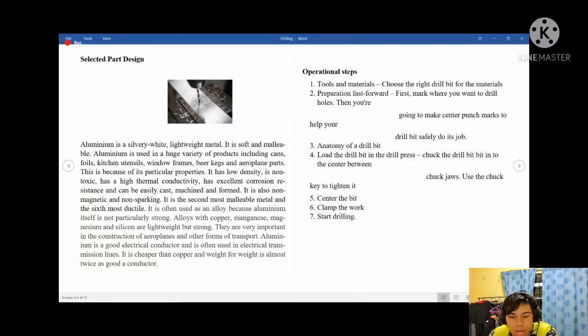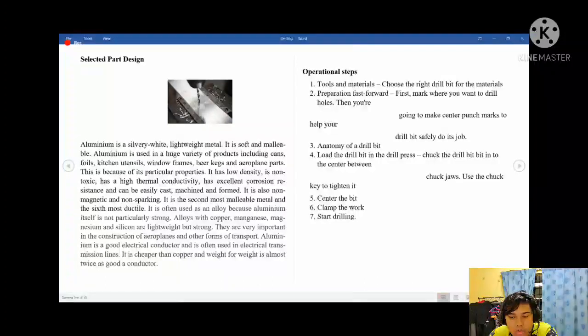It is also non-magnetic and non-sparking. It is the second most malleable metal and the sixth most ductile. It is often used as an alloy because aluminium itself is not particularly strong. Alloys with copper, manganese, magnesium, and silicon are lightweight but strong. They are very important in the construction of aeroplanes and other forms of transport.